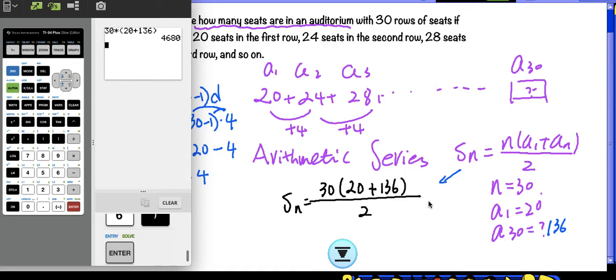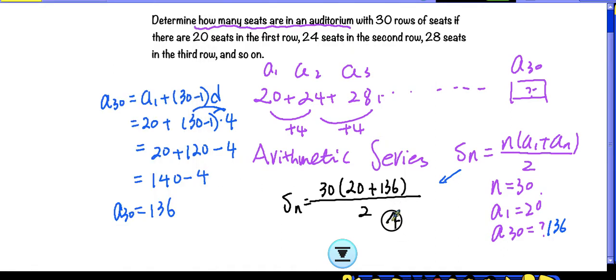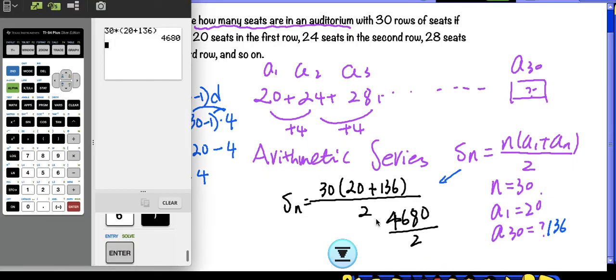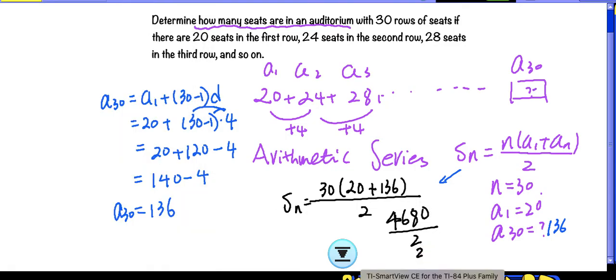And then let's see what the answer is. The answer is 4680 divided by 2, so you can just divide it by 2. The answer we get is 2,340. So that's the total number of seats in this auditorium.